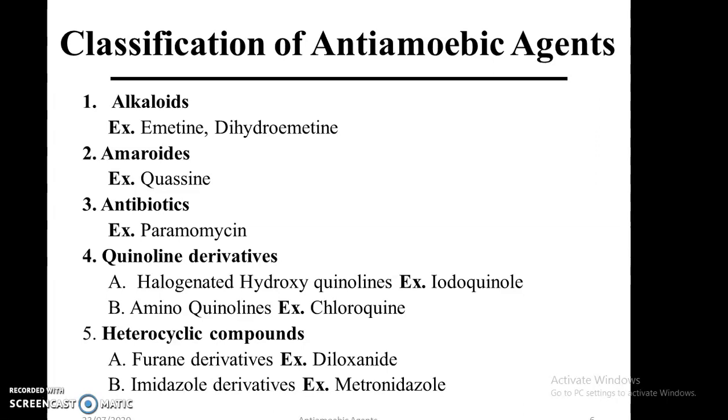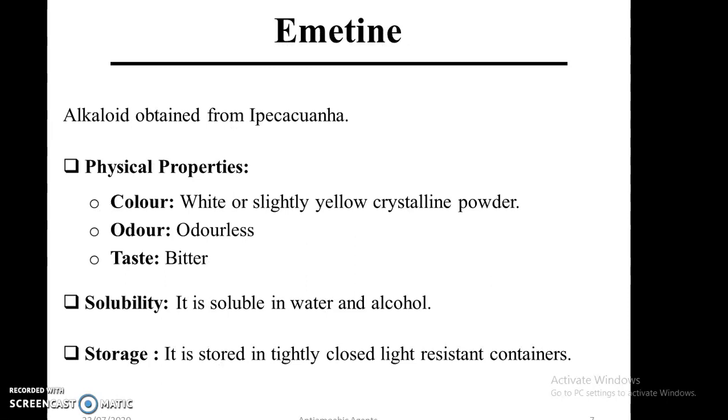Next class is heterocyclic compounds. In that, the subclasses are furan derivatives and imidazole derivatives, and examples are diloxanide and metronidazole respectively. So let's study the examples in detail. The first example which will be studied is emetine.